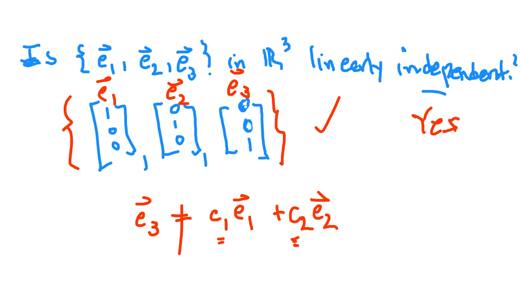So does that help you sort of get a feel for linear independence and linear dependence? Are we comfortable with that? Was this a nice, helpful example here? Good, good, excellent, Jonathan, excellent.